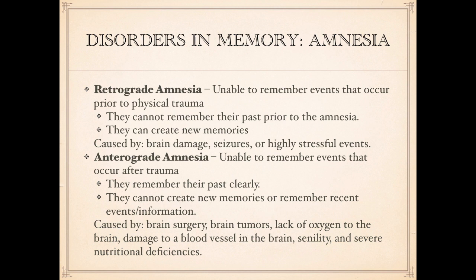Now let's talk a little bit about the disorders in memory, specifically amnesia. There are 2 types of amnesia, retrograde and anterograde. Both are caused by trauma to the brain, either physically or psychologically. In retrograde amnesia, individuals are unable to remember events that occurred prior to the trauma. You might be able to remember this from the word retro, meaning to go back or old. These people can no longer remember their past, however, they are able to create new memories.